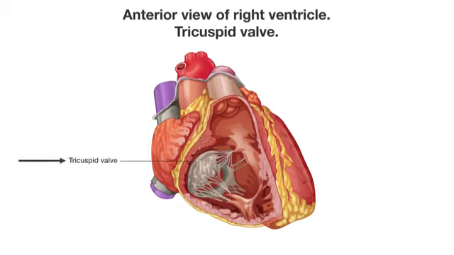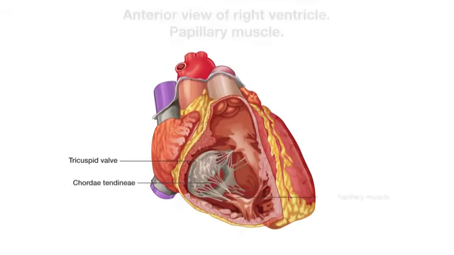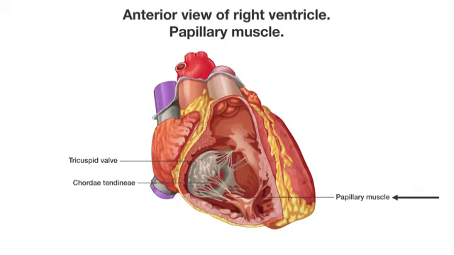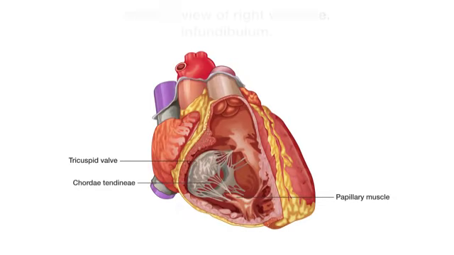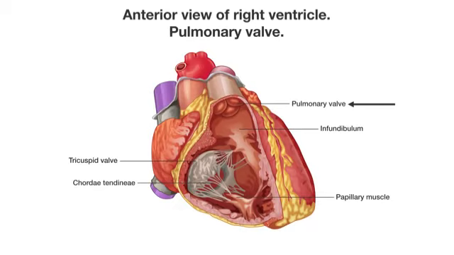This is an anterior view of the interior of the right ventricle. We now see the tricuspid valve, and we see the chordae tendineae, commonly called the heartstrings, which connect the cusps of the valve to the papillary muscles. The papillary muscles act to keep the valve closed during contraction of the ventricle. We see the smooth outflow tract of the right ventricle called the infundibulum, which leads to the pulmonary valve and the pulmonary trunk leading to the lungs.